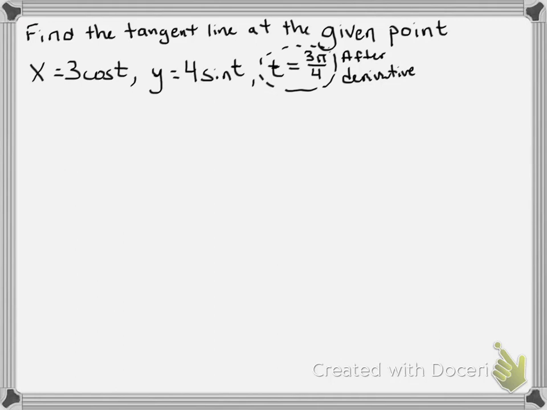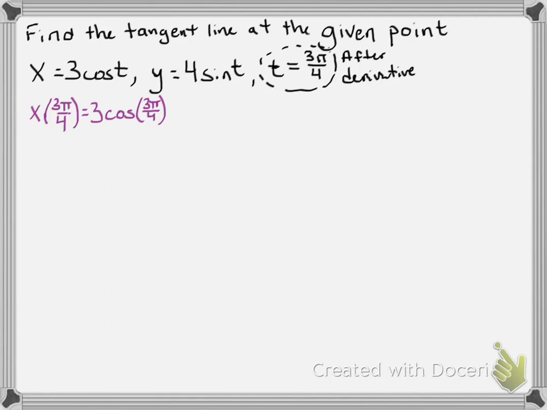So I'm going to find x of 3 pi over 4 using that function. So x of 3 pi over 4 is going to equal 3 times the cosine of 3 pi over 4. Here's where your trig skills have to come into play because you're not going to have a calculator on your next test. So you need to be able to do this evaluation on your own.